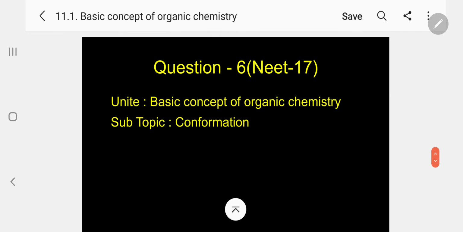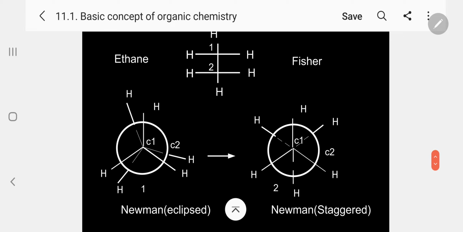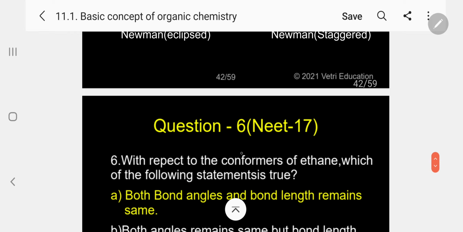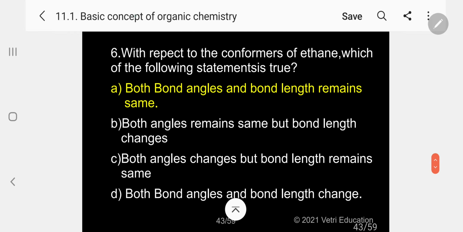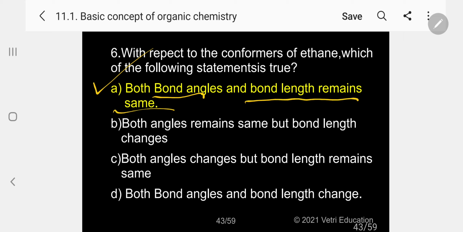Let me introduce what topic it is. Again, it is based on the basic concept of organic chemistry under conformation. Please follow. What is the correct answer? This is the representation we have seen already. Staggered is more stable than the eclipsed. So the important information here is that option A is the correct answer. Both bond angle and bond length remain same. They will not change. Kindly follow.